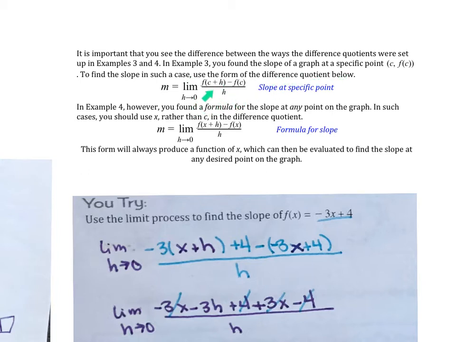The only difference is, number one, you're just plugging in that x value and then finding out what that answer is. Now, if you're finding a formula for the slope at any point in the graph, then you're using x instead because we don't know what the x and the y value are. We're just trying to find the slope. So notice this equation here. Now this form, the second form, will always produce a function of x, which can then be evaluated to find the slope at any desired point on the graph.